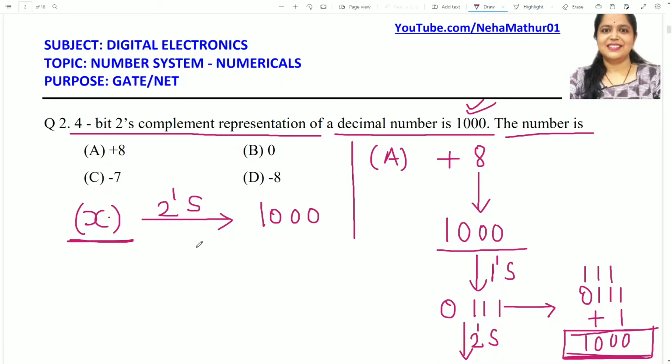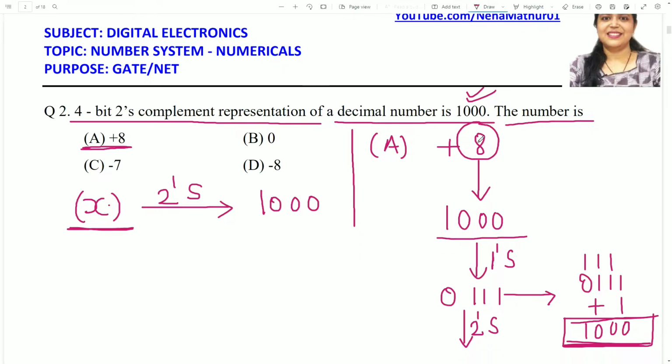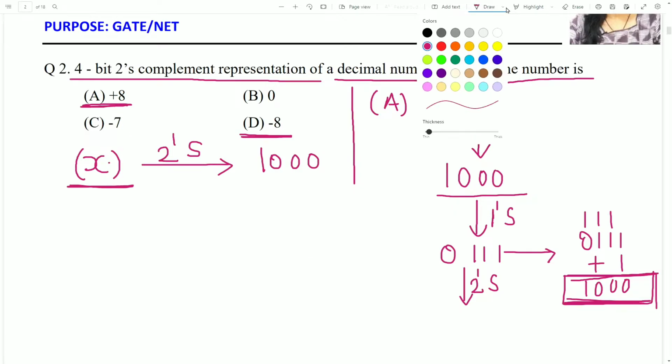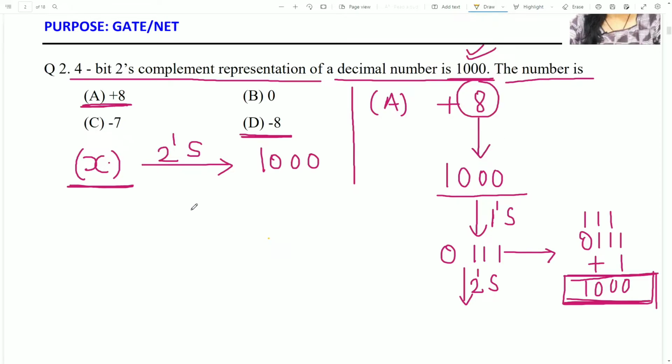And as we are solving this question with the help of options, so it is clear that option A may be correct, because we are taking 8 as the first option, and we found that our answer is 1000, which is already mentioned in the given question. But the thing is that D also comes in the form of 8.